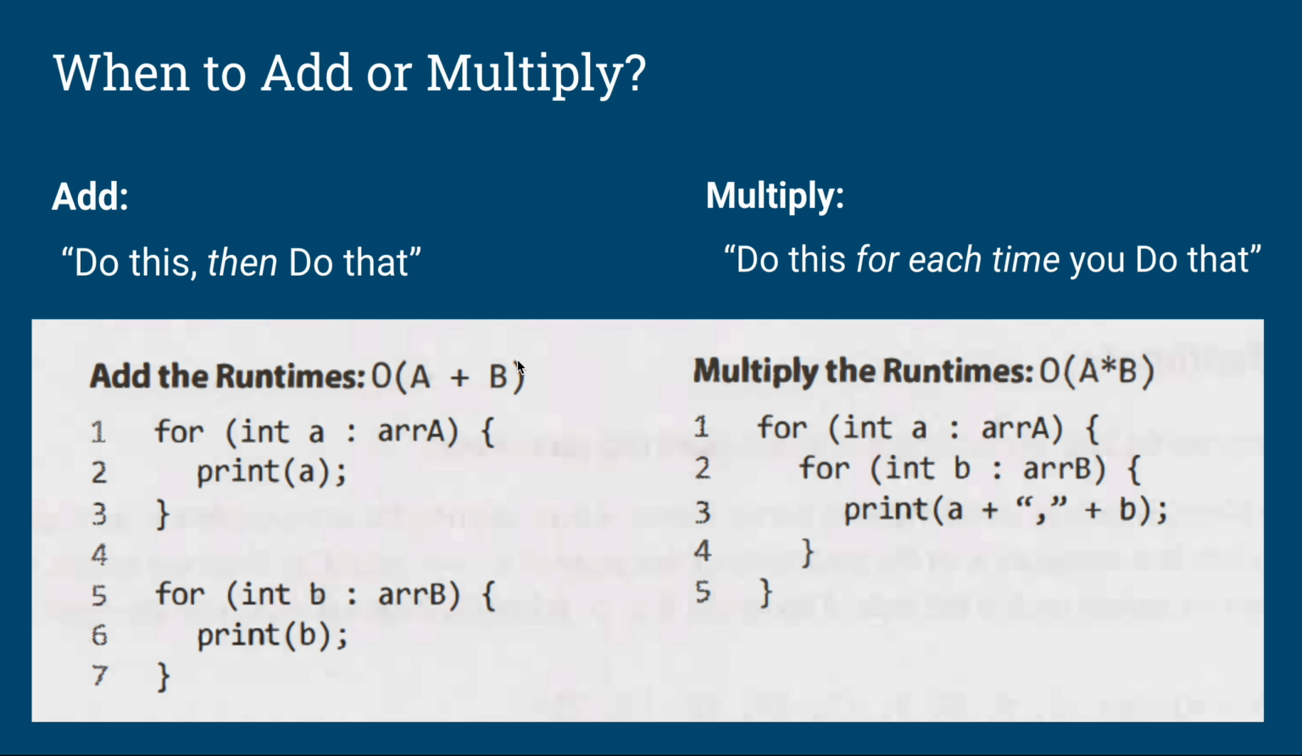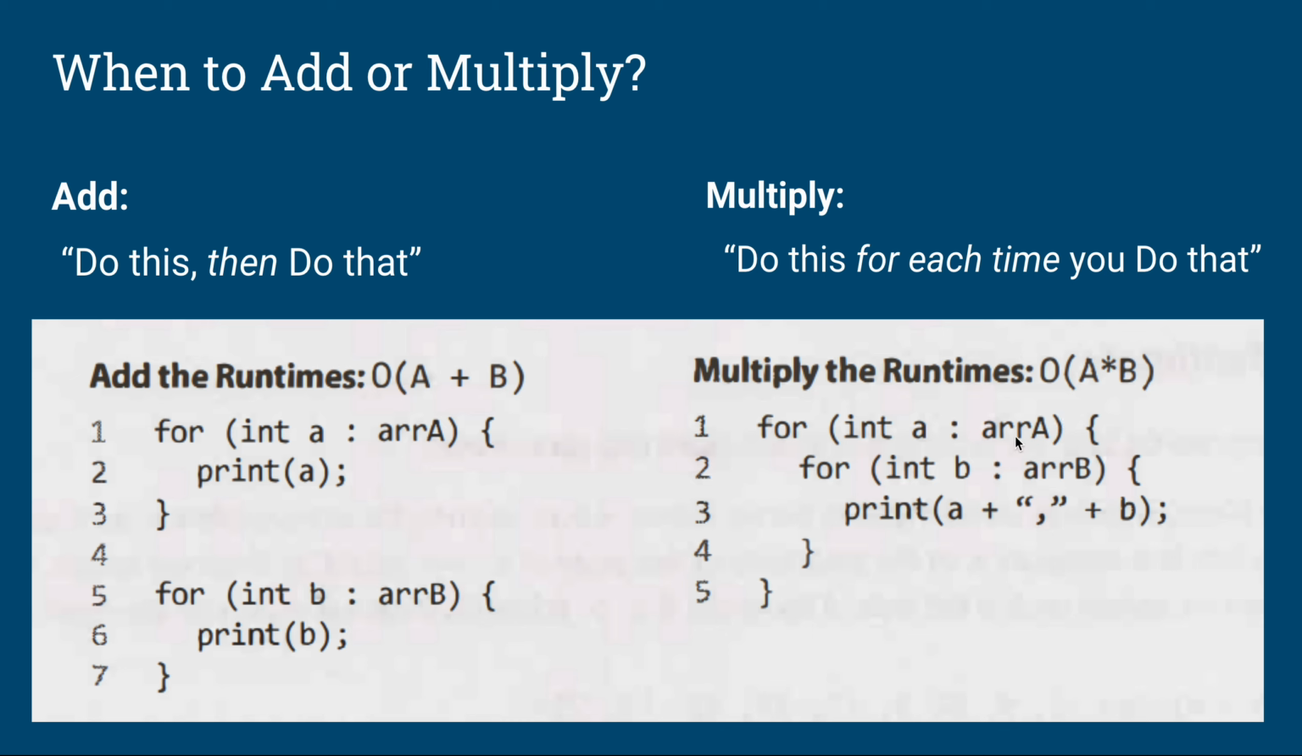Here, add. Usually we're talking about O of n, by the way, but if your input is A instead of n, you can say O of A. If you have two separate runtimes, you can use letters like that. So here we go. For array A, print A. For array B, print B. This is O of A plus O of B.